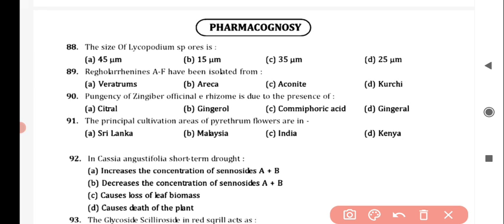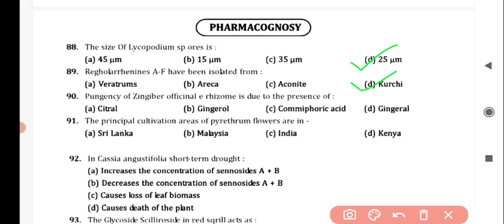So next section is of pharmacognosy. So let's start with pharmacognosy section. So the question is, the size of Lycopodium spores is, and the correct answer is option D, 25 micrometer. Next question is, Regola arhenians A to F have from, and the correct answer is option D, Kurchi.